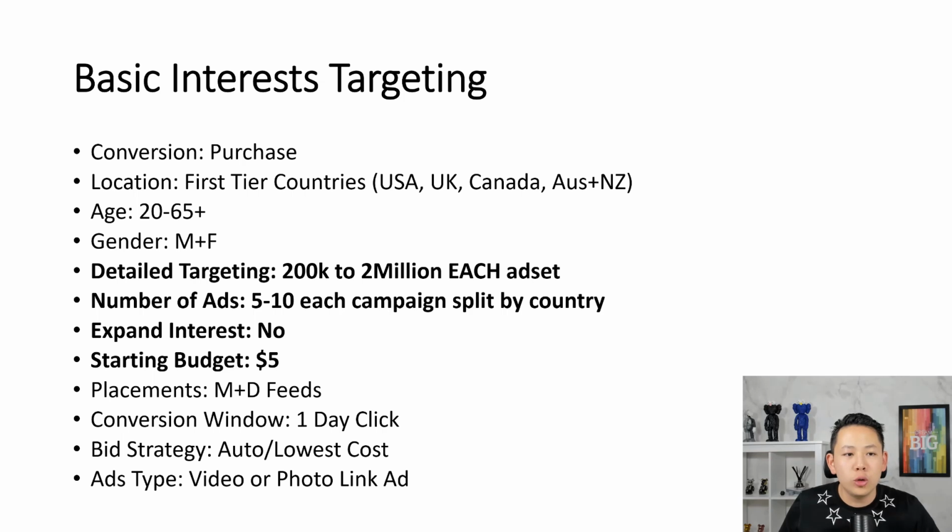As usual, the conversion will be set as purchase. The location will always go for the first tier countries. The first tier countries will be USA, UK, Canada, Australia, and New Zealand. If you specifically want to do just the US market at the start, then you can just target USA. If you want to do UK, then maybe you can split it out into a different campaign, to do split testing in that location.